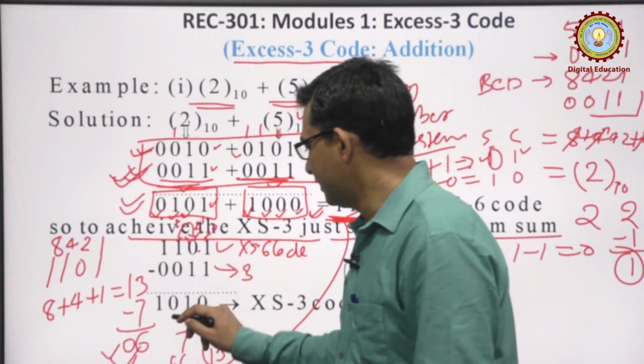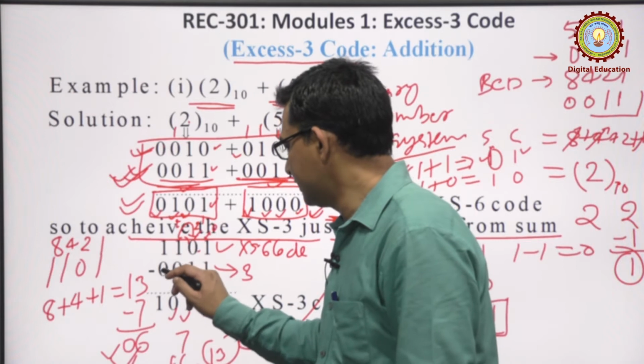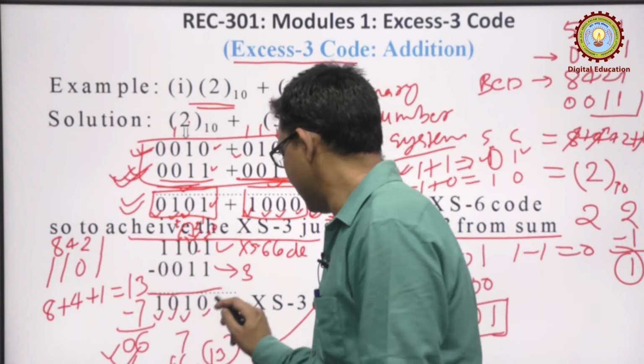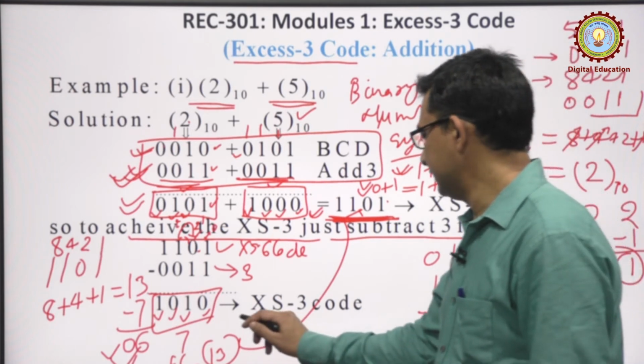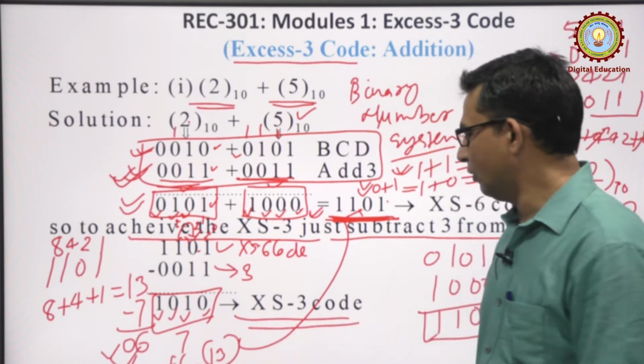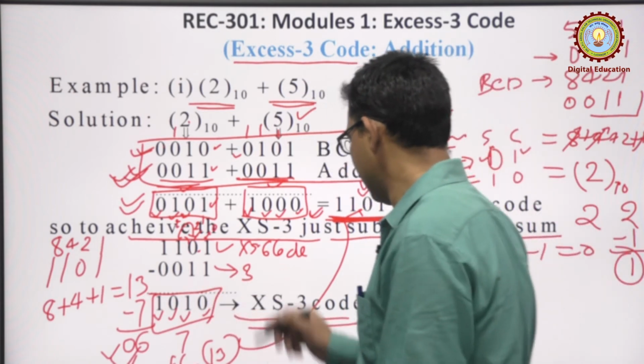So, 0 minus 0 remains 0, and 1 minus 0 is equal to 1. So, this is the answer, and we can cross verify this answer, whether this is the XS3 code or not. Just convert this number to the decimal number from this.